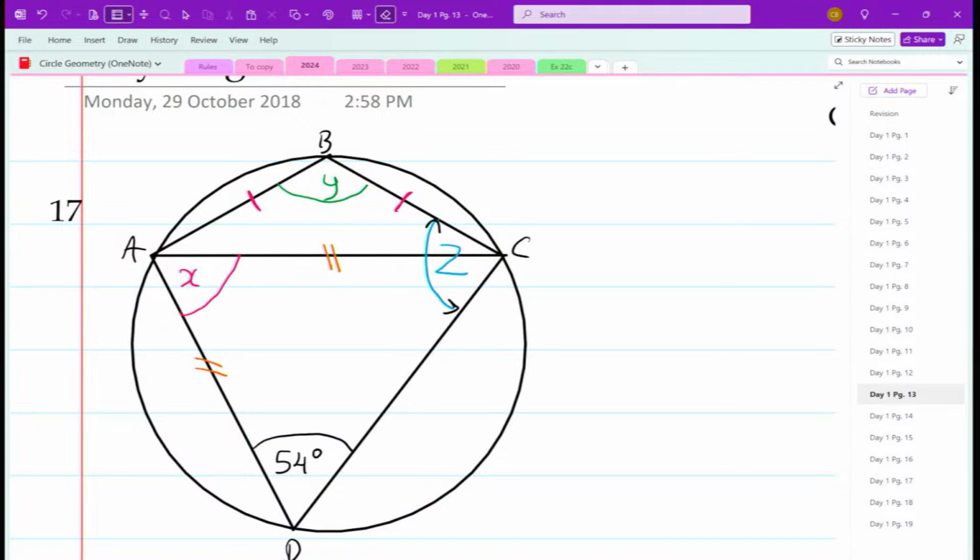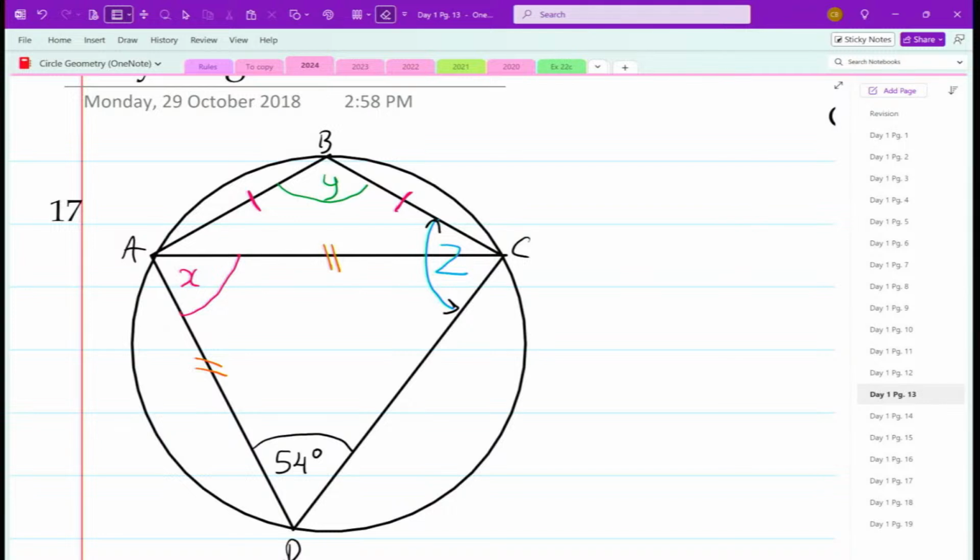Okay, so to start off with y, the first rule is that opposite angles and the supplementary rule apply. This angle plus y is going to equal 180 degrees. So y was 126, because it's 180 minus the other angle.